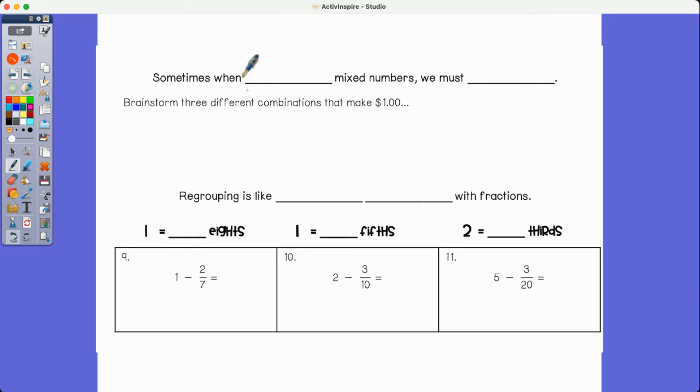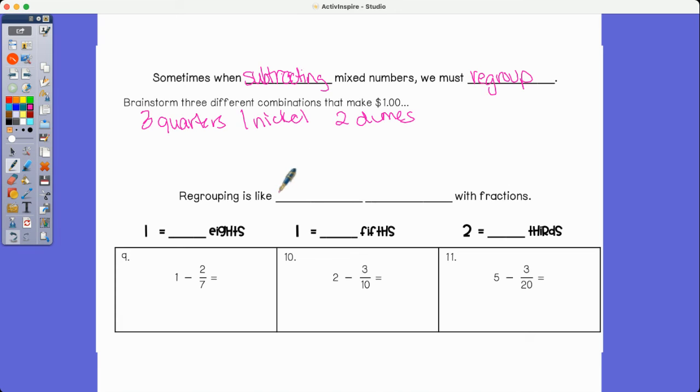Sometimes when subtracting mixed numbers, we must regroup or borrow. Brainstorm 3 different combinations that make $1. For example, 3 quarters, 1 nickel, and 2 dimes. Give me 2 more. I will check your papers.